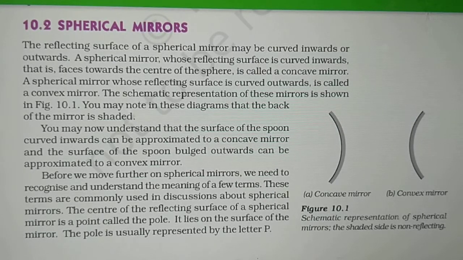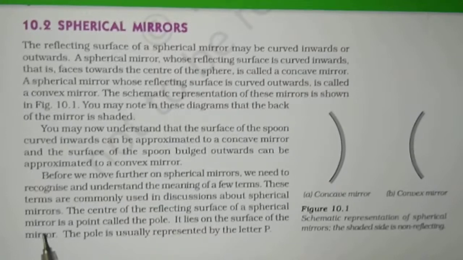Now, before we move further on spherical mirrors, we need to recognize and understand the meaning of a few terms. These terms are very important in this chapter, and by using them we can find out, if we keep an object at a certain place in front of a mirror or at the back of the mirror, where we would see the image. So for that you need to understand a few terms commonly used in discussing spherical mirrors.